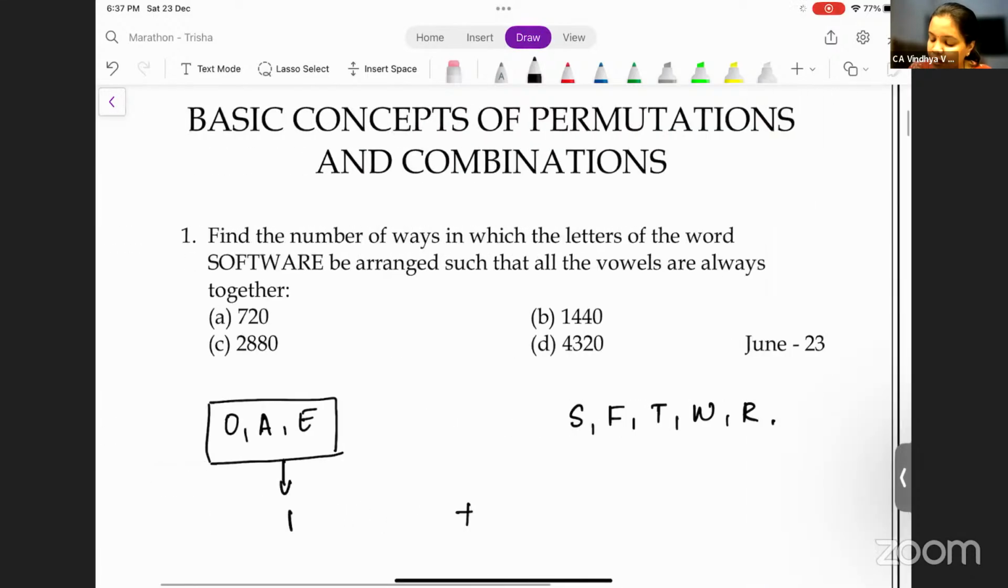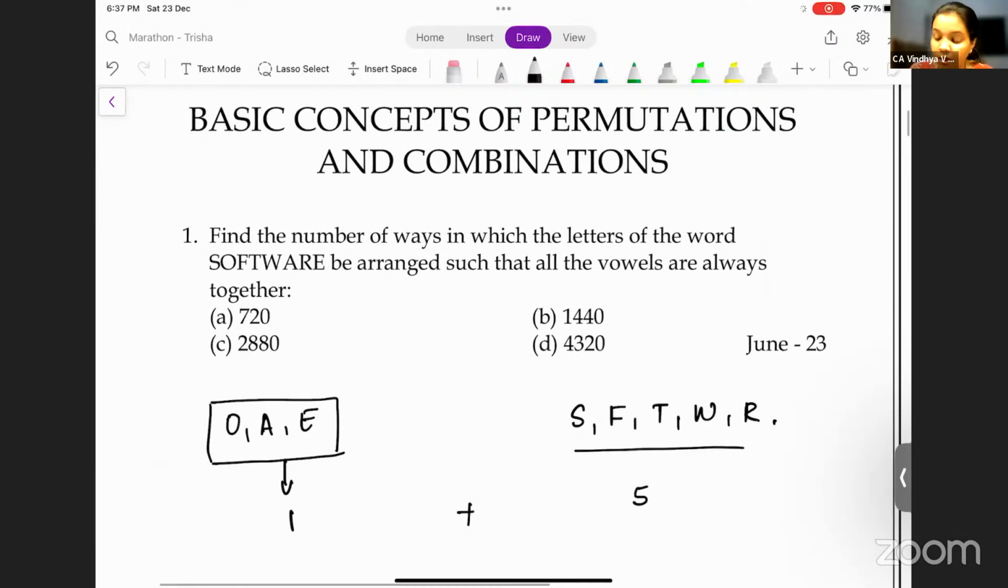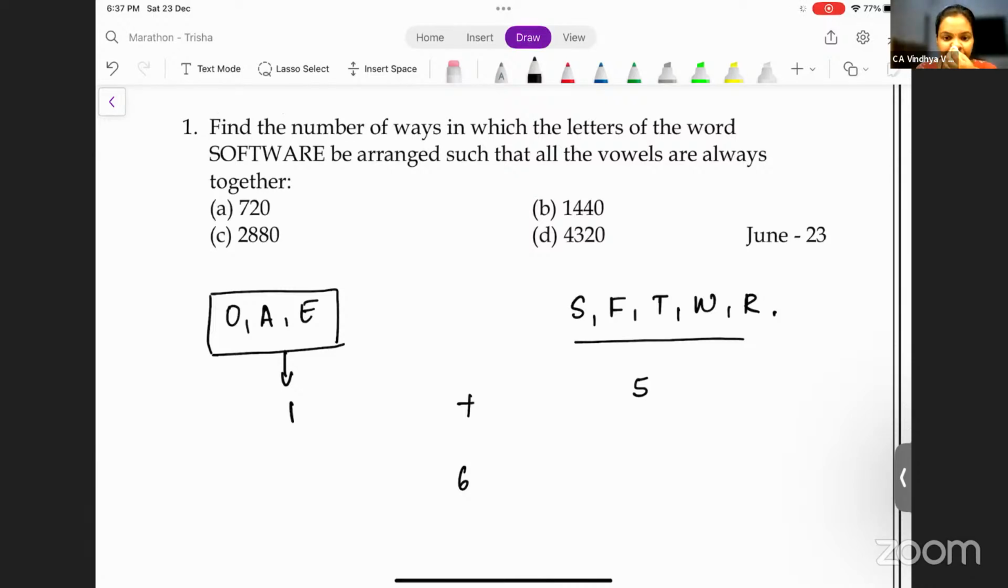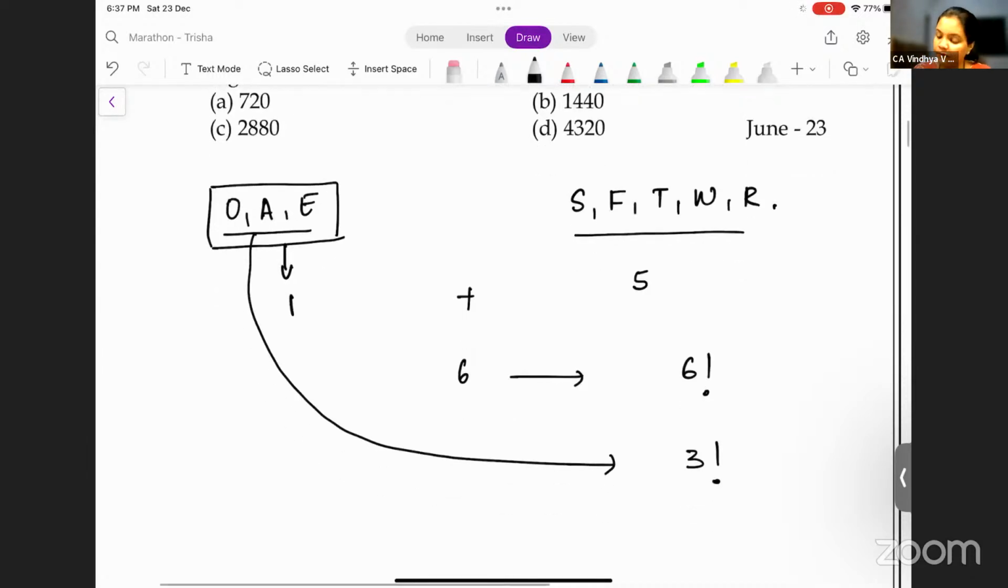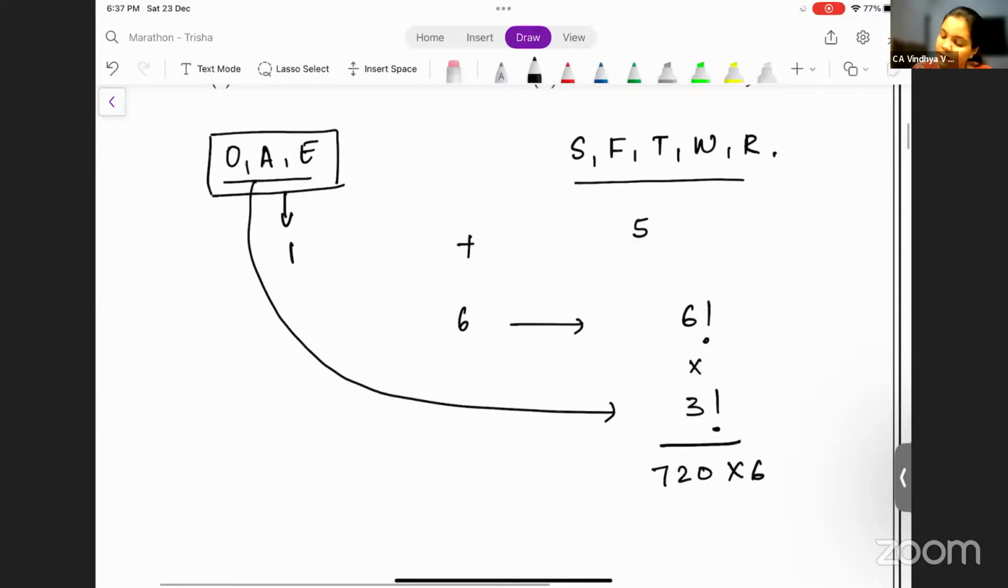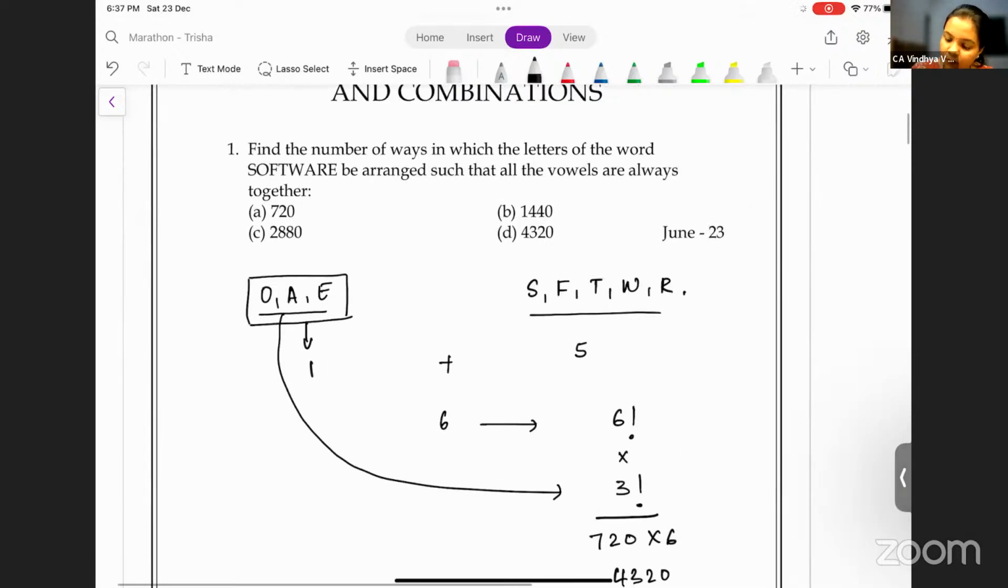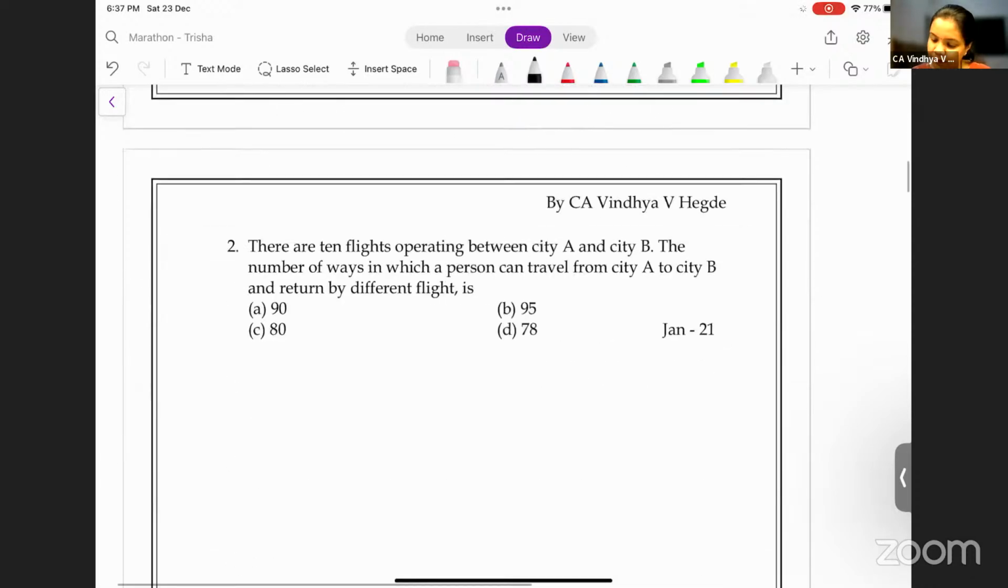Plus, how many are there over here? 5. Total 6. Okay? And 6 things can be arranged in 6 factorial ways. O, A, and E within themselves can be arranged in 3 factorial ways. So it is 6 factorial into 3 factorial, that is 720 into 6, 4320. I hope this is clear.